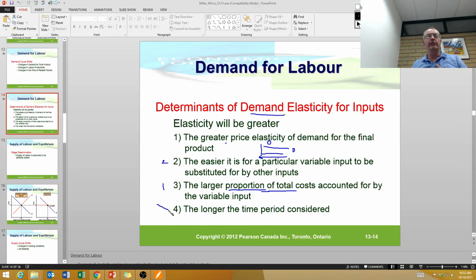And then the final factor is how long the firm has to adjust to the change in the price of the input. So the more time the firm has to adjust to change in the price, then the more elastic the demand will be for that input.